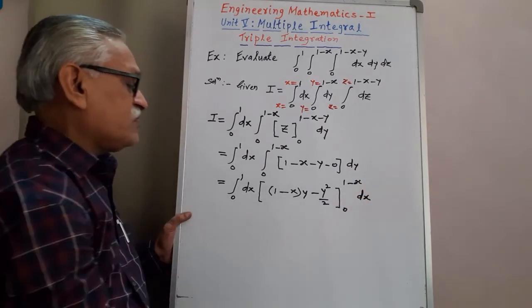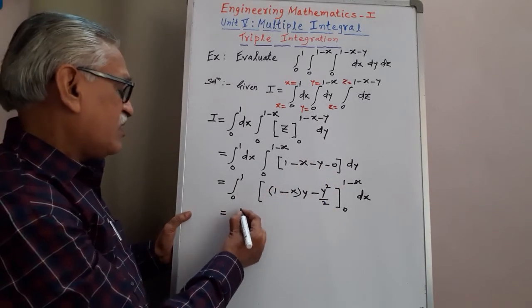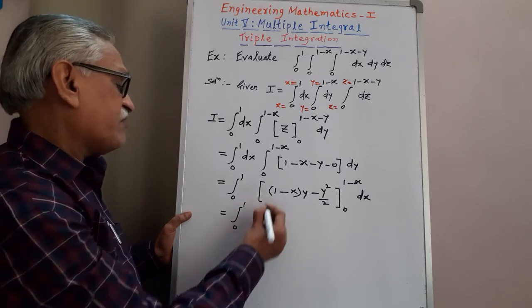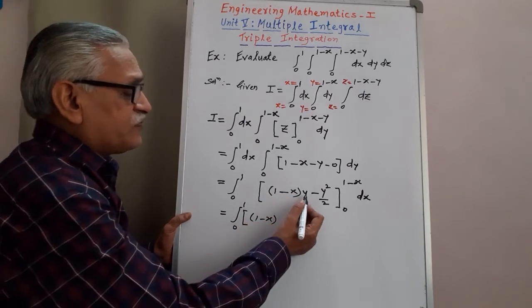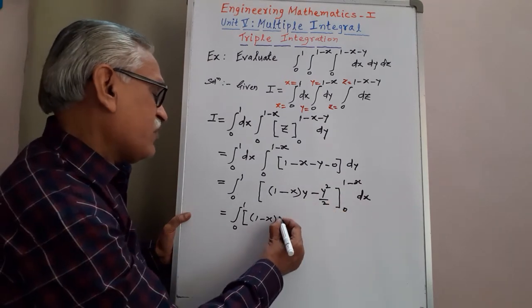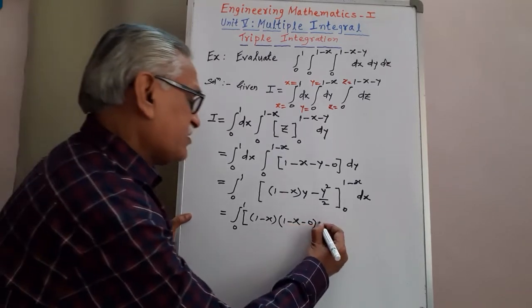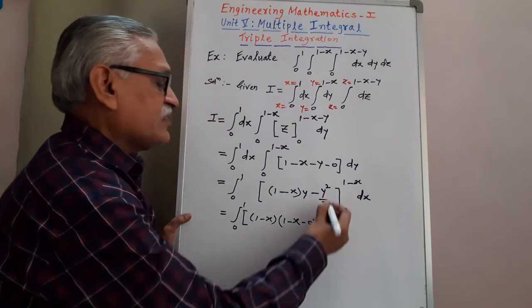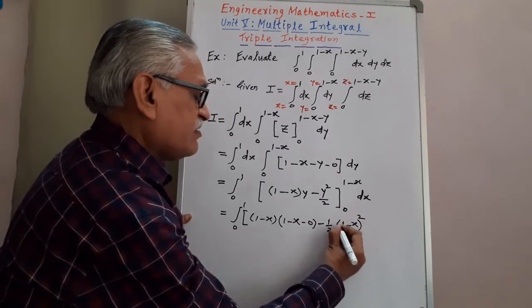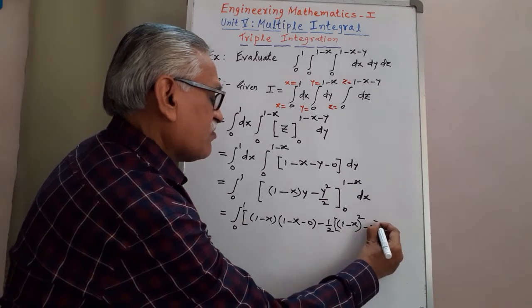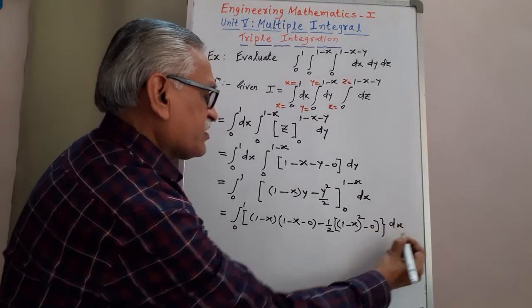and its integration with respect to x, and therefore it is equal to integral from 0 to 1, 1 minus x as it is, substituting the upper and lower limit for y, upper limit as 1 minus x, lower limit as 0, minus 1 by 2 constant term outside, upper limit square, it is 1 minus x bracket square, and minus 0, and then we have to integrate it with respect to x.